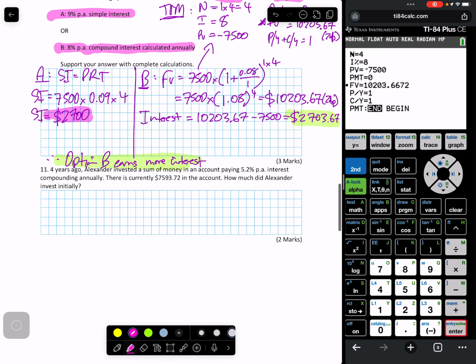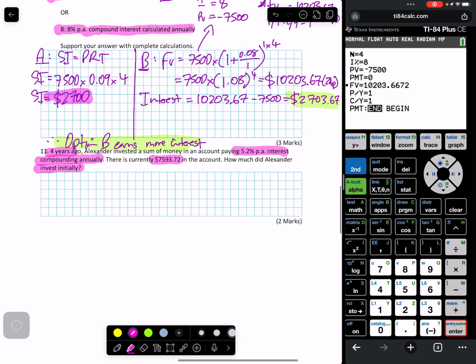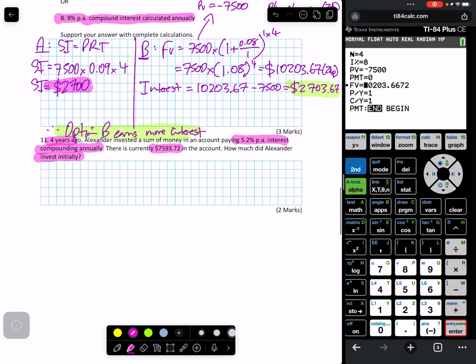4 years ago, Alex invested a sum of money in an account paying 5.2% interest compounding annually. Currently, there is 7593.72 in the account. How much did he invest initially? So finding PV 4 years ago as well is important. He invested a sum of money in an account. Okay, you're trying to find PV.